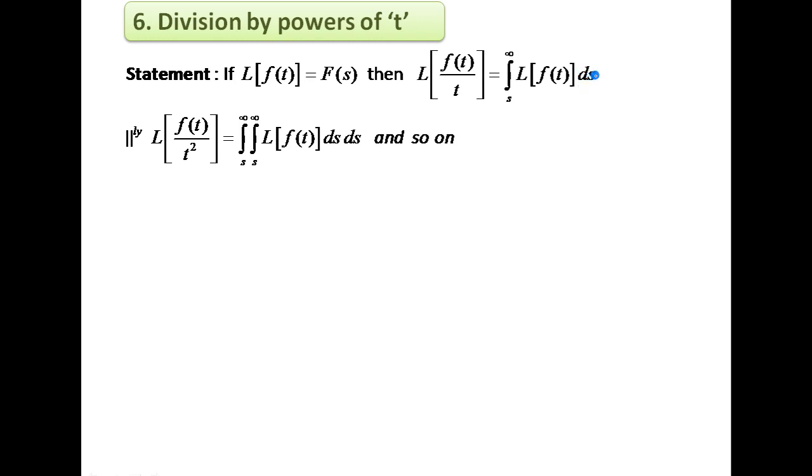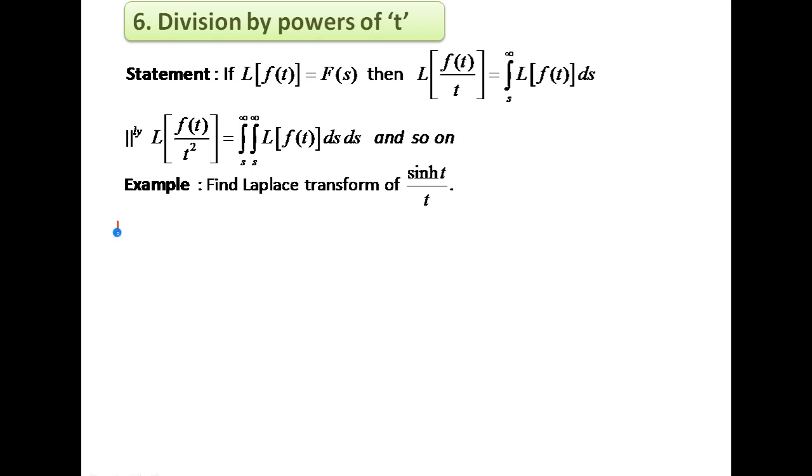Integration should be with respect to s. Or if your function is divided by t square, then you have to take integration 2 times, meaning double integration. And if the function is divided by t cube, there will be triple integration, and so on. So let's solve the example. Find the Laplace transform of sin ht upon t.